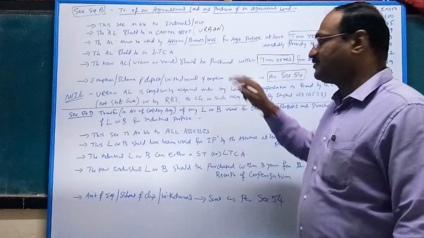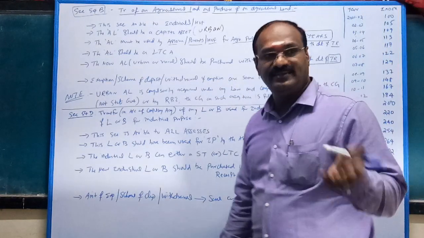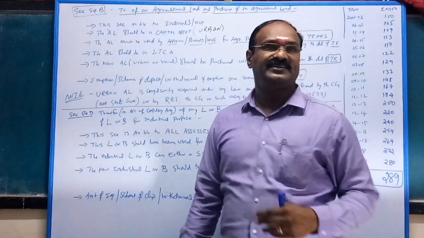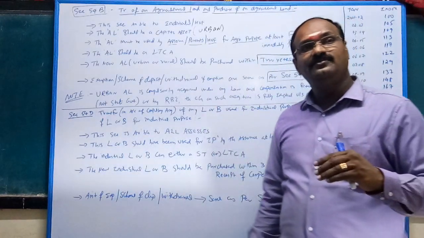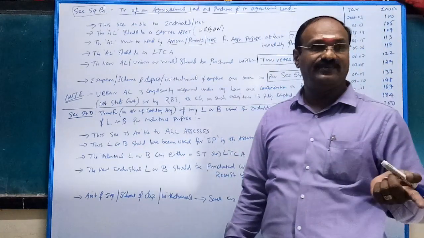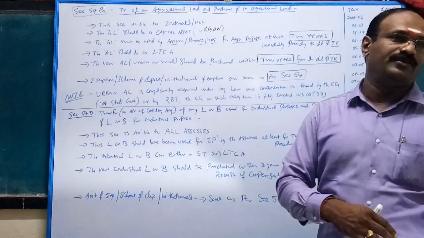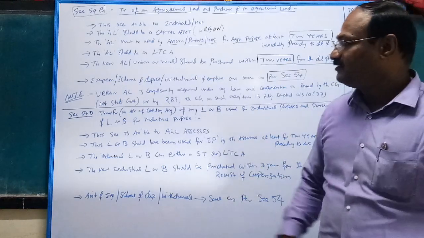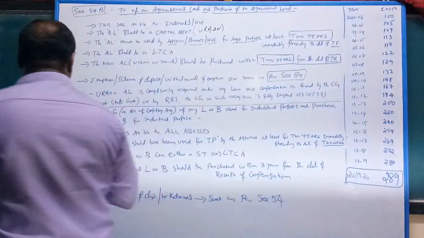Then withdrawal of exemption, within a period of 3 years. Suppose you purchase agricultural land, the agricultural land should not be transferred within a period of 3 years. Suppose if you transfer, then the previous exemption will be withdrawn. That's all. Next note, very important note.